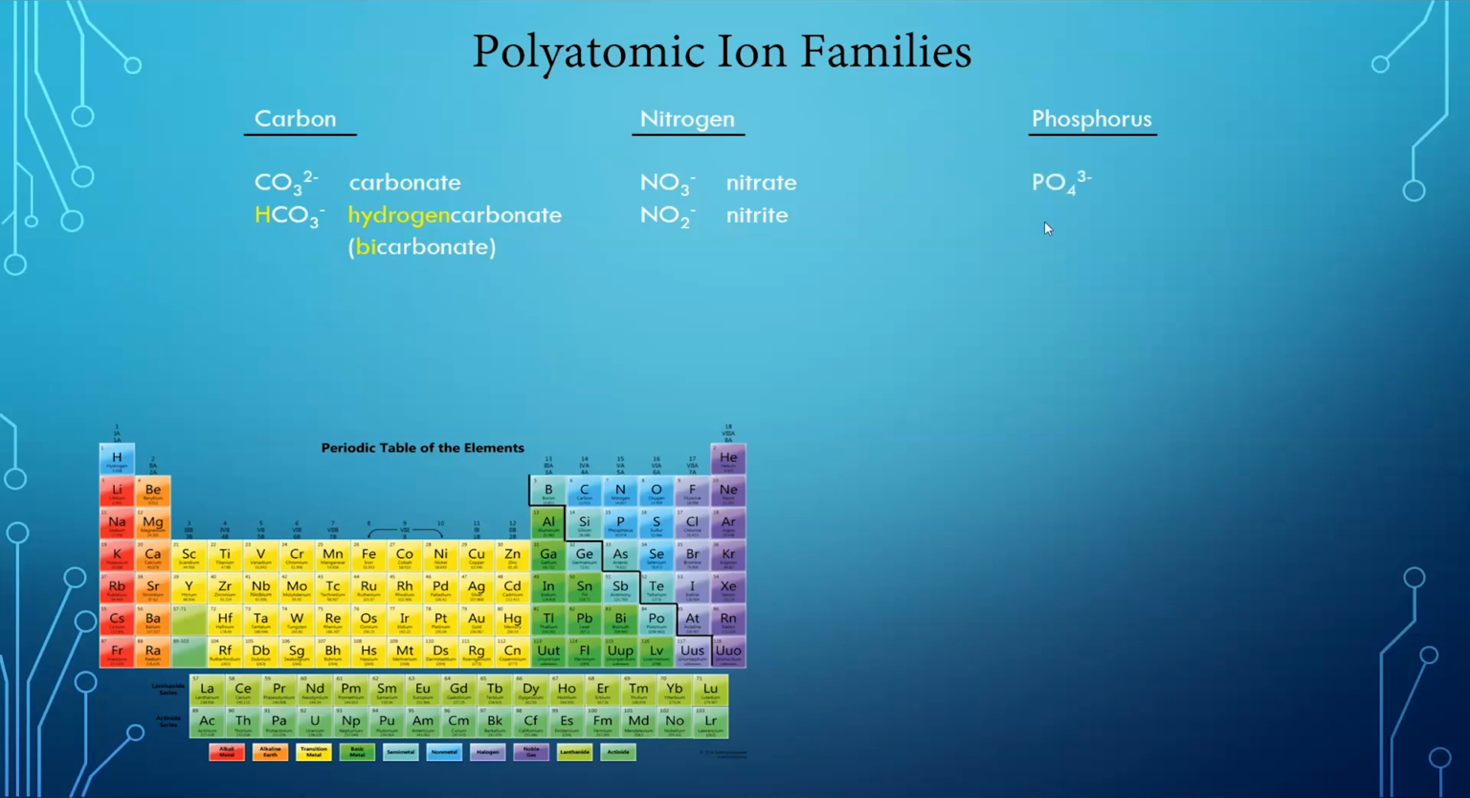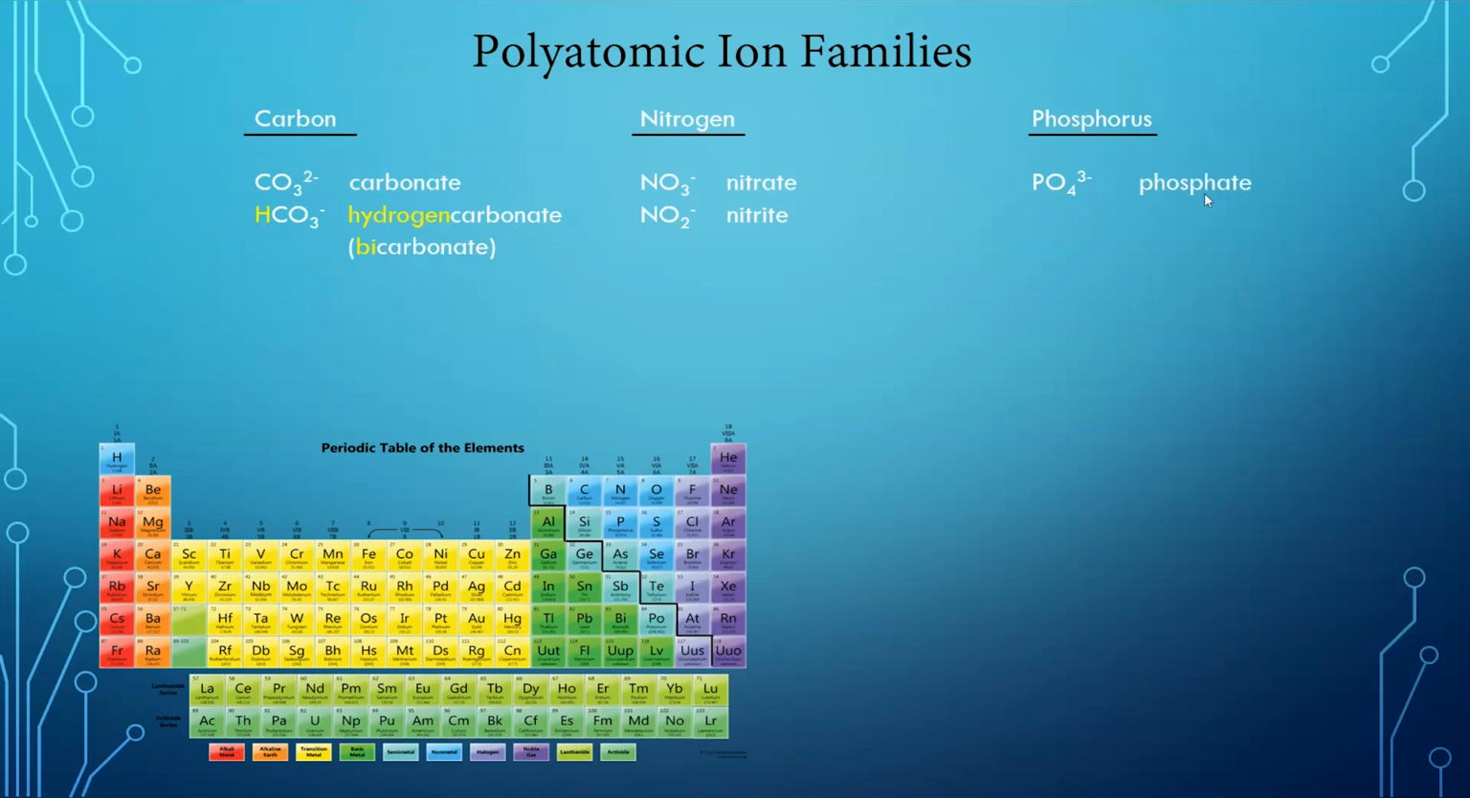It turns out that phosphorus likes to bond with 4 oxygens to make a polyatomic ion. And again, we can use our little math trick. 4 oxygens would need 8 electrons. Phosphorus only has 5. That leaves a deficit of 3, thus the -3 charge. And we simply call this a phosphate ion.